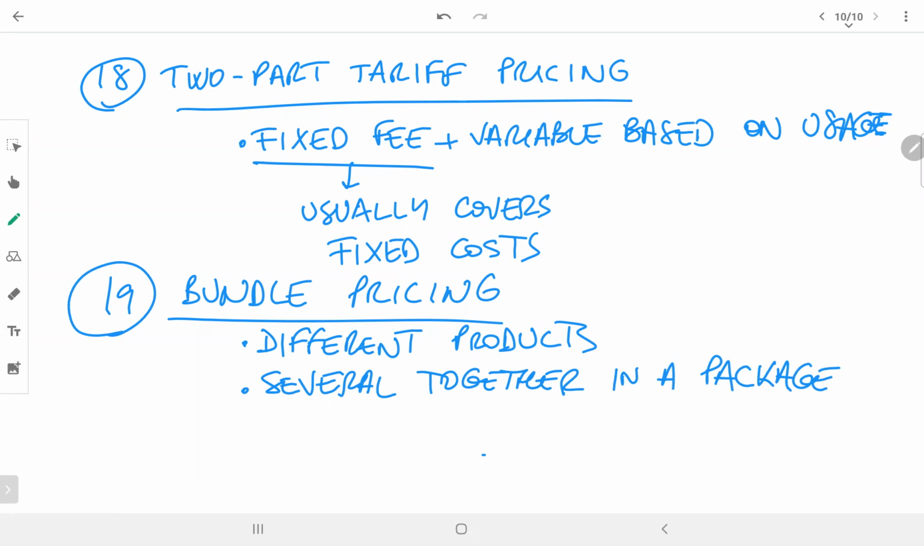Several together in a package. And you're going to sell them lower than if sold separately. So you sell them lower than separately.